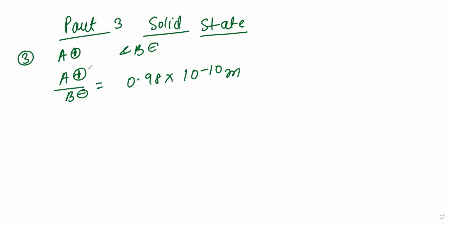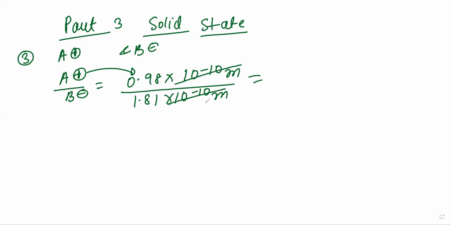So this is for A plus, and for B minus it is given as 1.81, 10 raised to minus 10 meters. So we are just taking the ratio of the cation and anion, so this part will get cancelled. What will be the value after dividing? We are getting 0.541. So this is the range of cation by anion ratio.